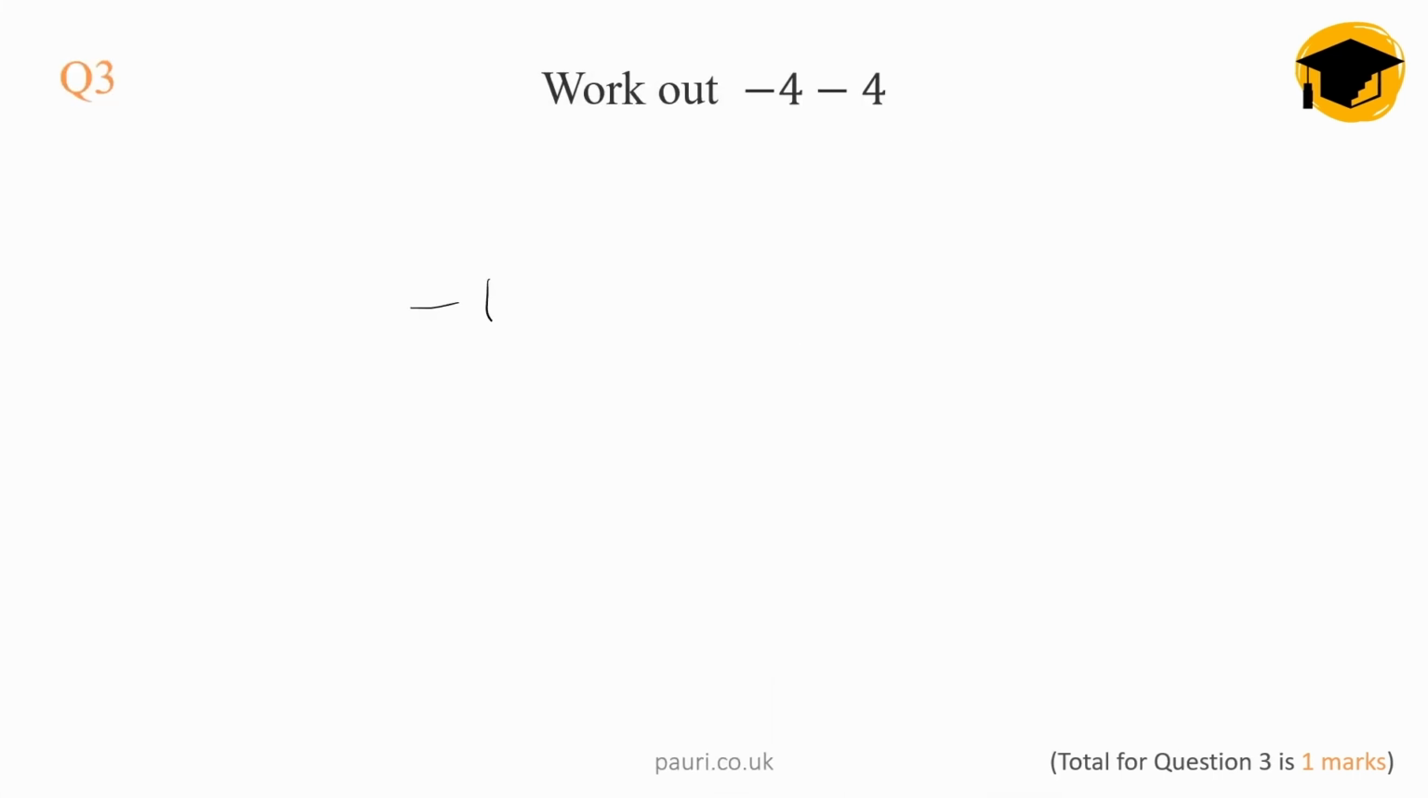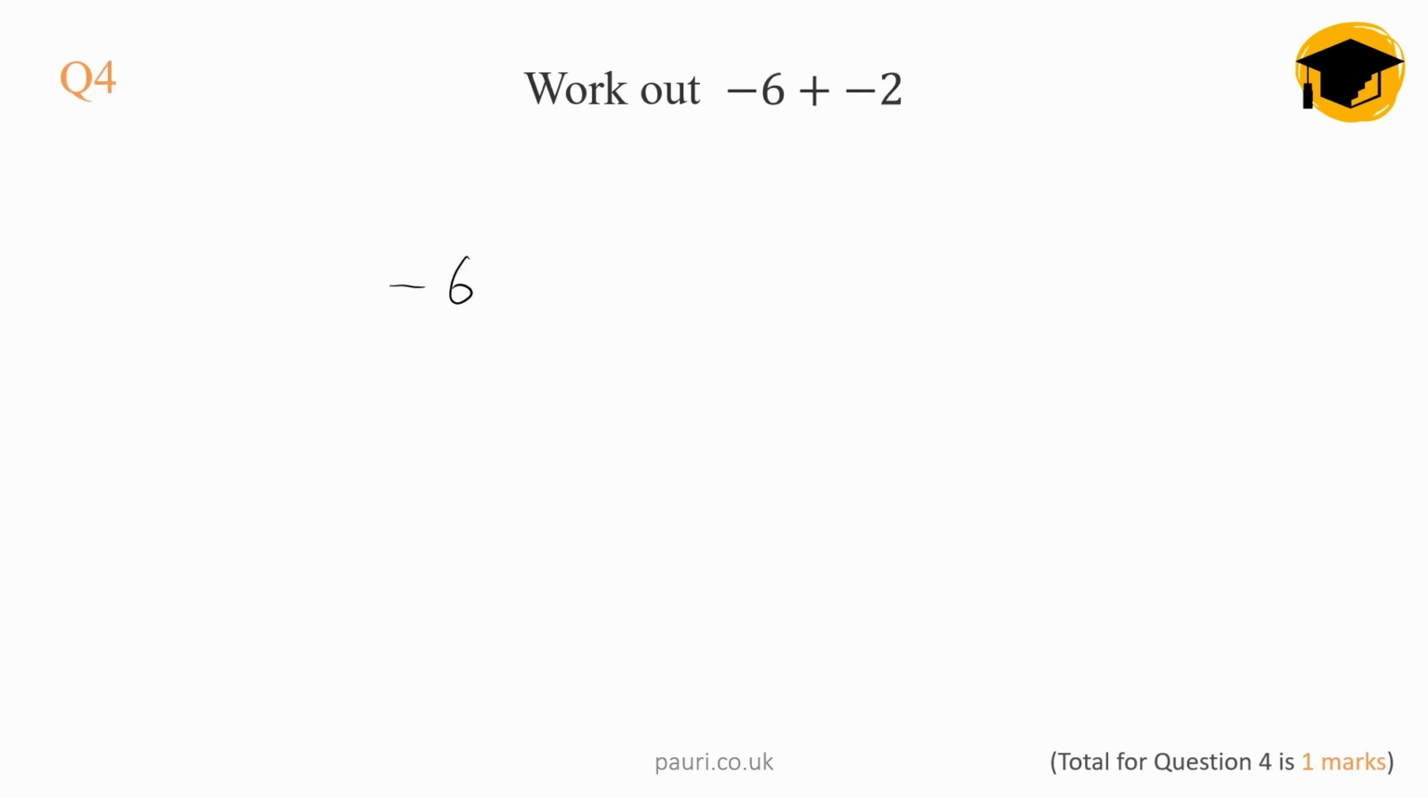Next question. -4 minus 4. We're starting at -4 on the number line. Remember the numbers next to it, -3 and -5. We're going 4 to the left hand side because we're going minus. So go 4, you'll end up at -8.